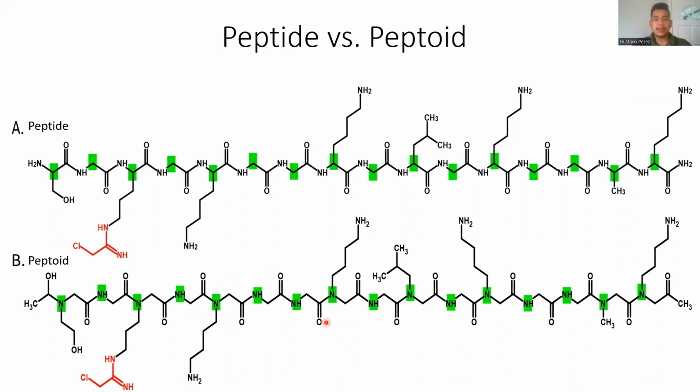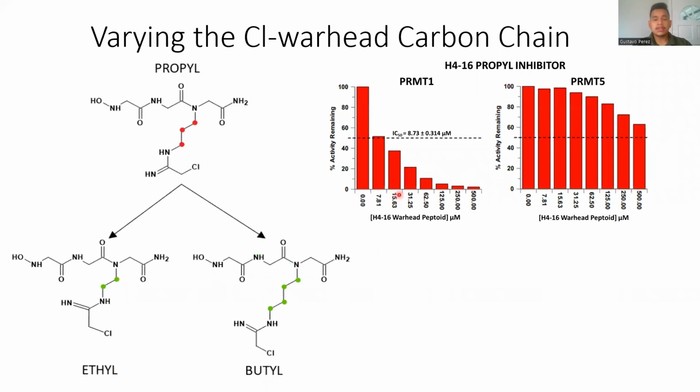This compound here at the bottom is the novel first-generation H416 chloroacetamidine warhead inhibitor, which reported low micromolar concentrations to reach 50% activity. The original compound contains a three carbon chain, which we'll call H416 propyl. In my project, we wanted to vary the carbon chain to which the chloroacetamidine warhead is attached to determine if it changes potency and selectivity. So I synthesized an H416 compound containing an ethyl carbon chain and an H416 compound containing a butyl carbon chain.